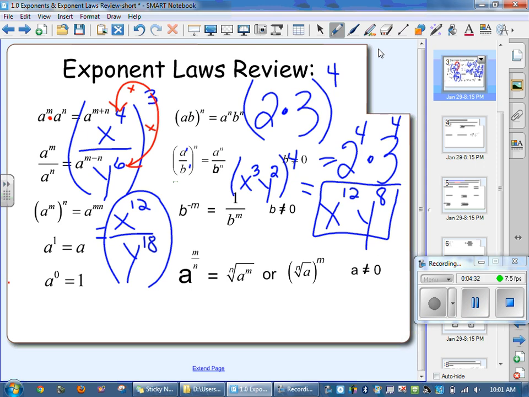We can now take a look at the bottom properties. I've got A exponent 1 is equal just to A. They're just showing you that any variable or any number, any digit, any value has a hiding exponent 1. Do you have to show the hiding exponent 1? No, it typically hides. It's showing you that they are equivalent.